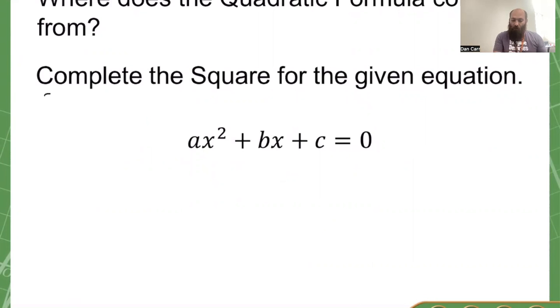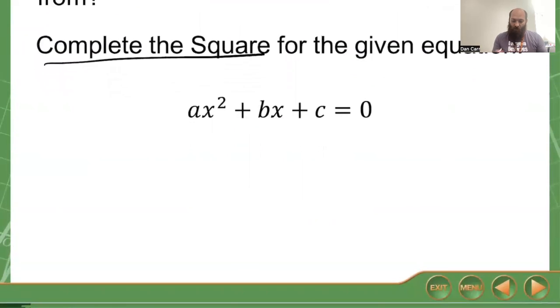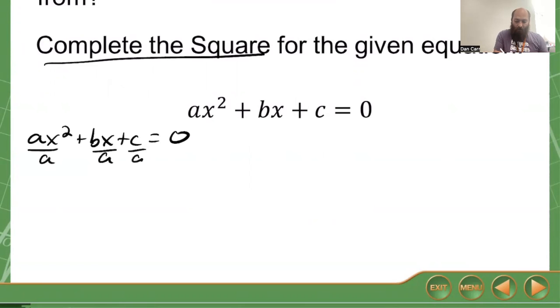So we're going to complete the square using ax squared plus bx plus c. No numbers, just keep it in terms of a, b, and c. I'm going to scroll down a little bit and rewrite this over on this side. The first thing we do when we have a lead coefficient of a is divide everything by a. So that turns into x squared plus b over a x plus c over a is equal to 0.